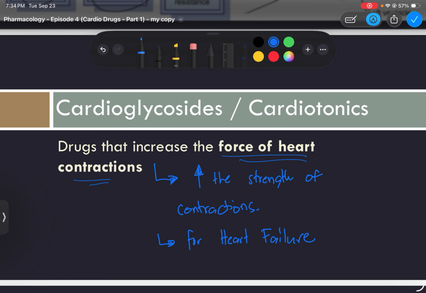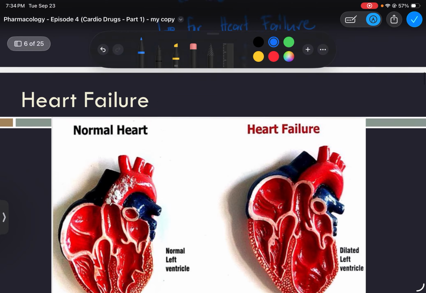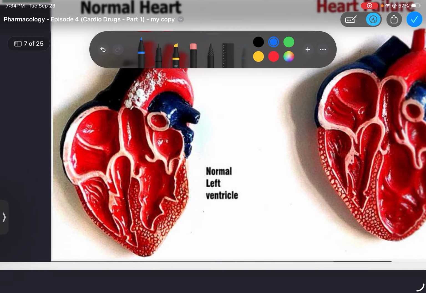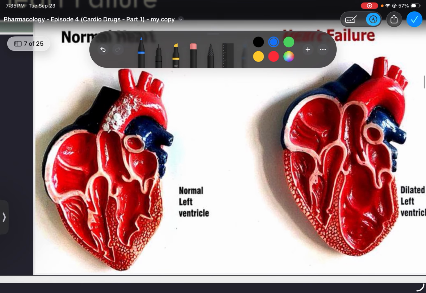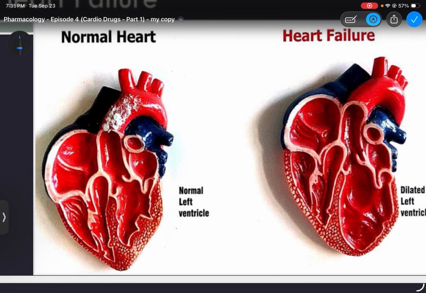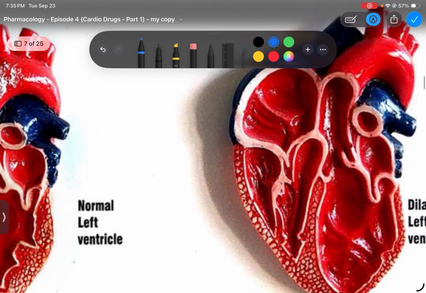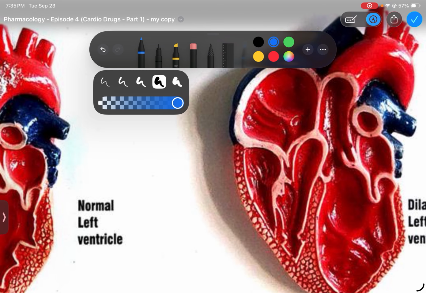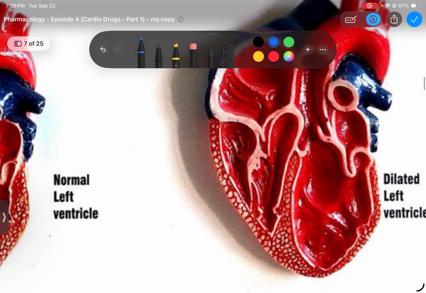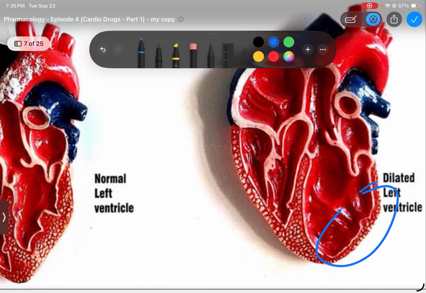It's very difficult to discuss, class, if, for example, we don't know what heart failure means. So let's discuss heart failure. Now, this is the normal heart, and the one on the right is the heart with heart failure. I want you to see the major difference. There is a thinning of the walls in your left ventricles.